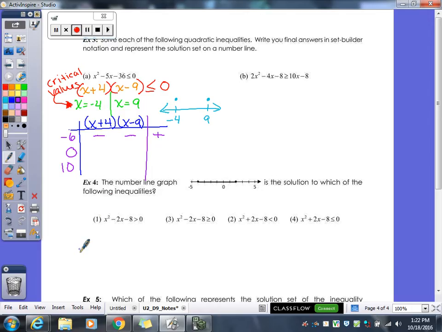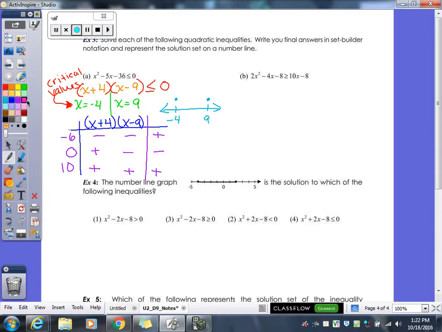So let's try the next one. If I plug a 0 into the first parentheses, I'd get a positive number. When I plug a 0 into the second one, I get a negative. Positive times negative gives me negative. And then the last one, the 10: when I plug it into the first parentheses, I'd get a positive. Plug it into the second parentheses, I'd get a positive. Positive times positive gives me positive.